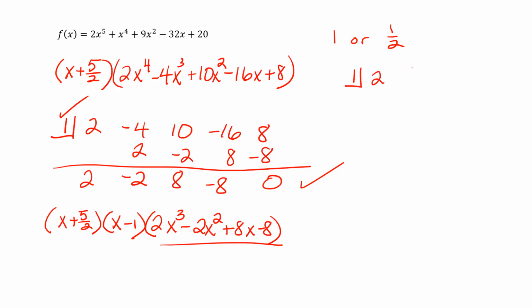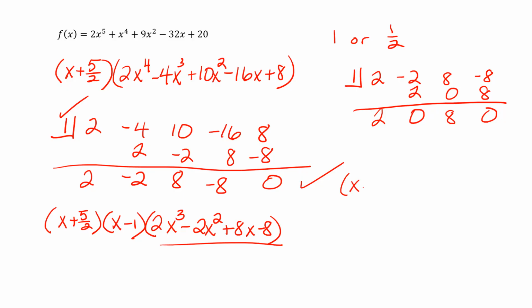So we've got 2, negative 2, 8, and negative 8. So bring down the 2. 2 times 1 is 2. Get 0, 0, 8. And 1 is a 0 again. So we have the factors x plus 5 halves, x minus 1. That happens twice, so I'm going to put a square sign there. And then what we have left is 2x squared plus 8. So this is the factorization that we have.